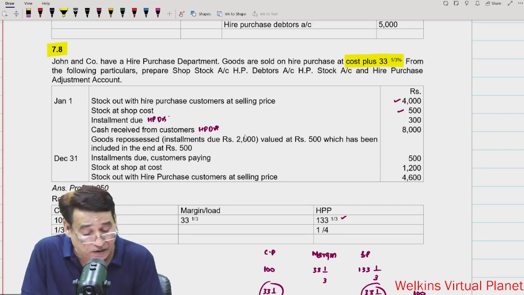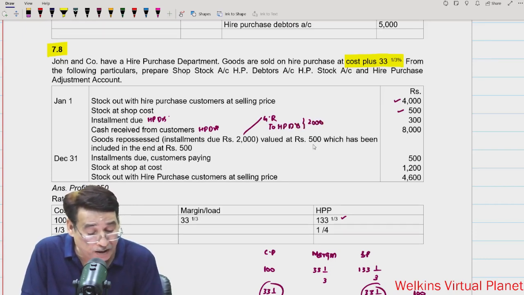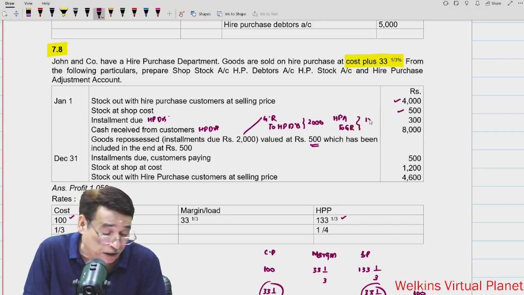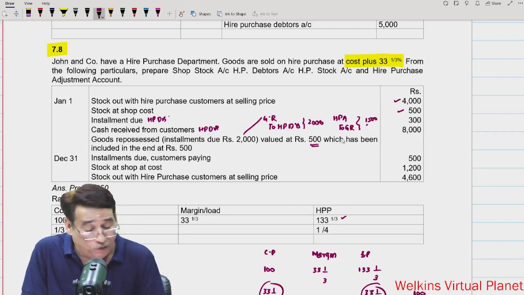Goods repossessed, installment due, your entry will be goods repossessed account debit to hire purchase debtors, because these installments are due. That is 2000 and you estimated them at rupees 500. So you are going to write here hire purchase adjustment account debit to goods repossessed, that is loss. Loss is equal to 1500. Further, it is given that which has been included in the end at rupees 500.